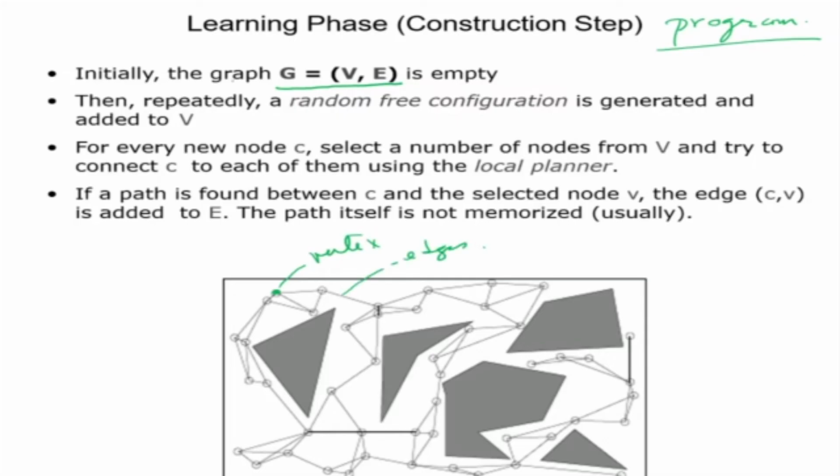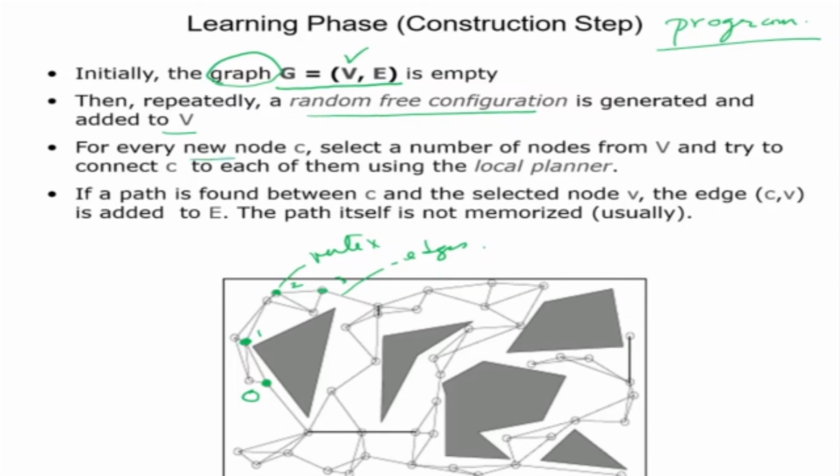We are making this graph, and to start off, initially V and E are empty because it's free space. Only the obstacles are there, and we have to start generating this graph. Then repeatedly a random free configuration is generated and added to V. Suppose I am here, just for example, and I generate a random new configuration, which is taken as my node. This is my node 0, this is my node 1, another node 2, 3, and these are added to the set V. So these are nodes.